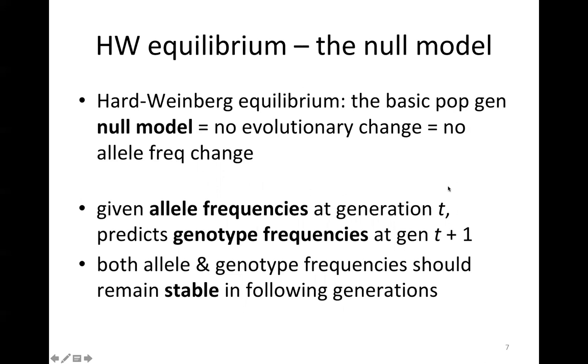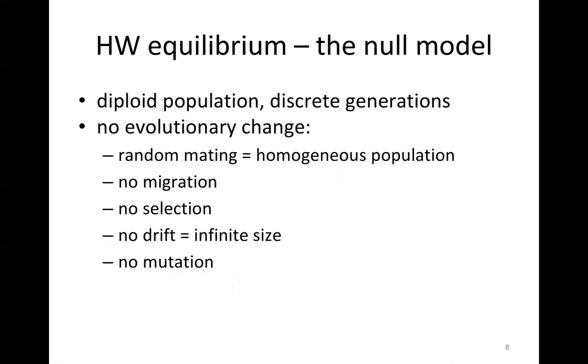So it will be described by the Hardy-Weinberg equilibrium, and basically it allows us to predict, given allele frequencies in the previous generation, call it T, the genotype frequencies at generation T plus 1 under specific circumstances, which are basically no evolution. It also predicts that once genotype frequencies are established, while no evolutionary change is happening, the population will remain stable. Both the allele and genotype frequencies will remain the same.